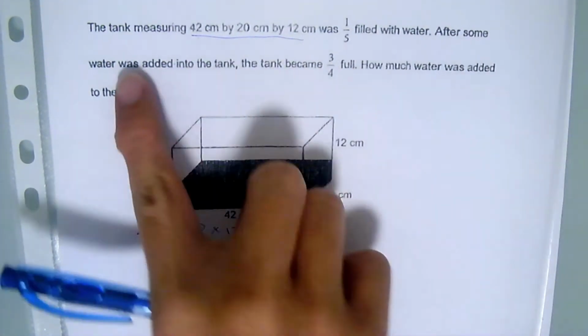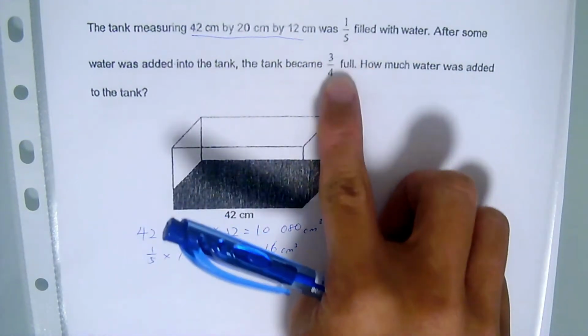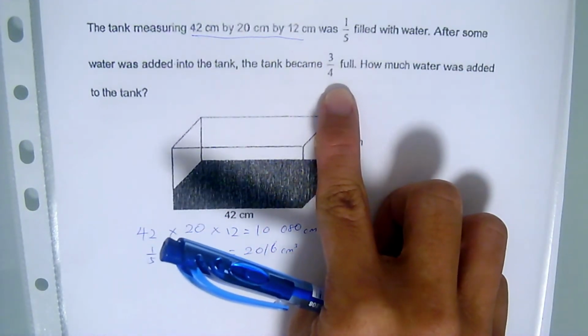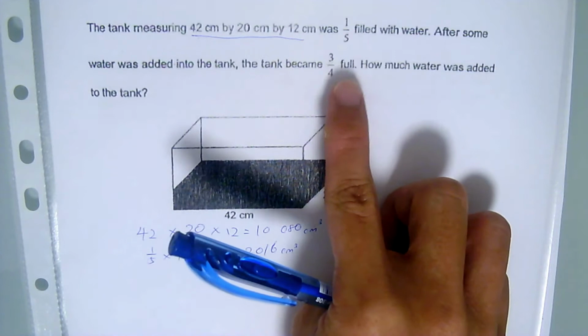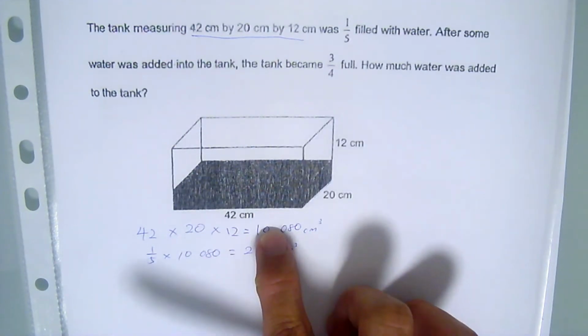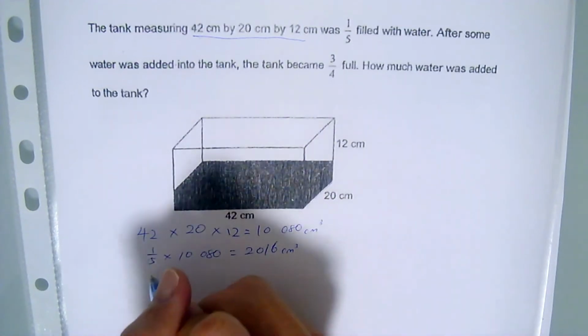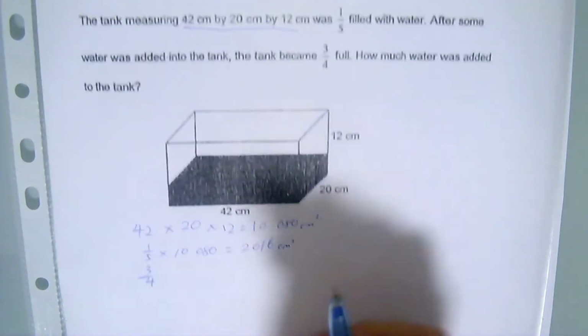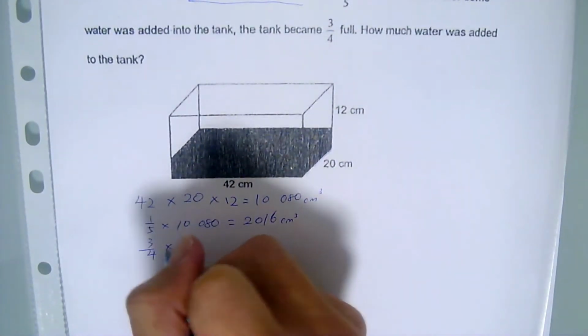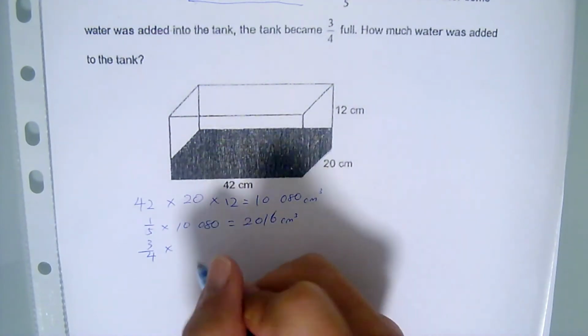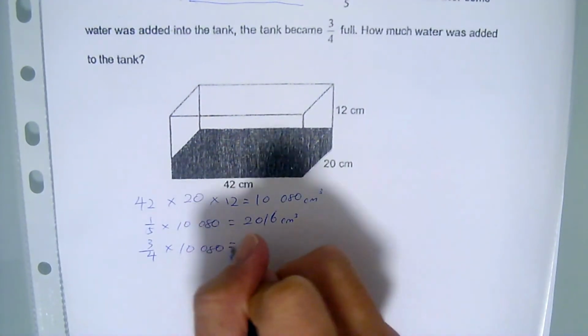They said after some water was added into the tank, it became 3/4 full. Can we find out what exactly is 3/4 full? We have the total capacity, right? Then to find out 3/4 full, we just take 3/4 multiplied by the total capacity, 3/4 multiplied by the total capacity of 10080, and that will give me what?